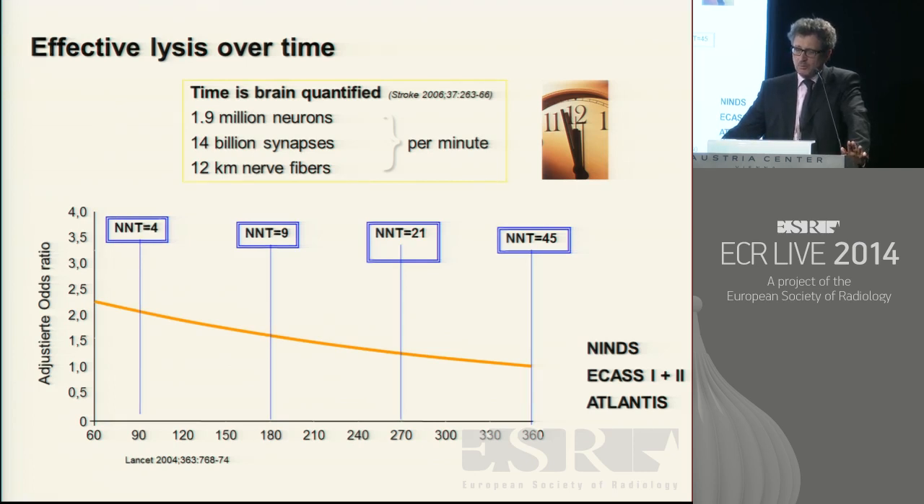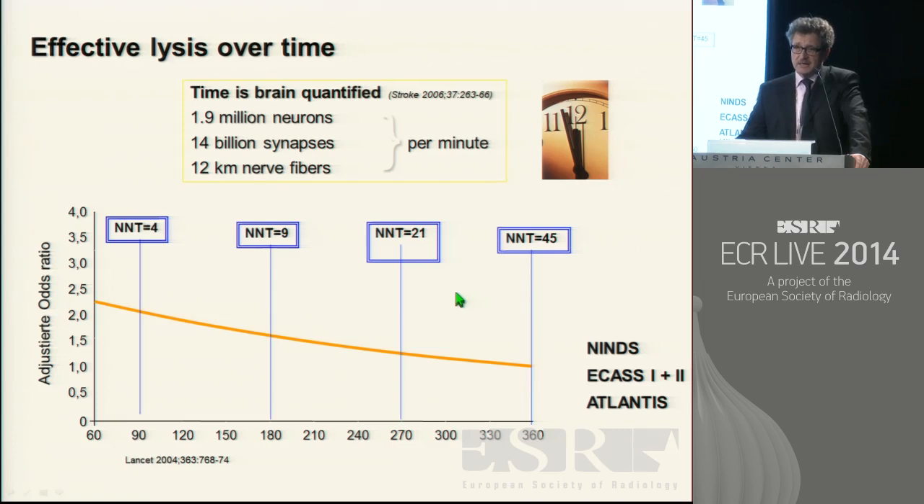And why should we do that? If we look at effective lysis over time, you have to keep in mind that per minute of a brain infarction, 1.9 million neurons will be destroyed, 14 billion synapses will be destroyed, and around 12 kilometers of nerve fibers will disappear if you don't treat the patients in time. So you should be very quick in treatment.